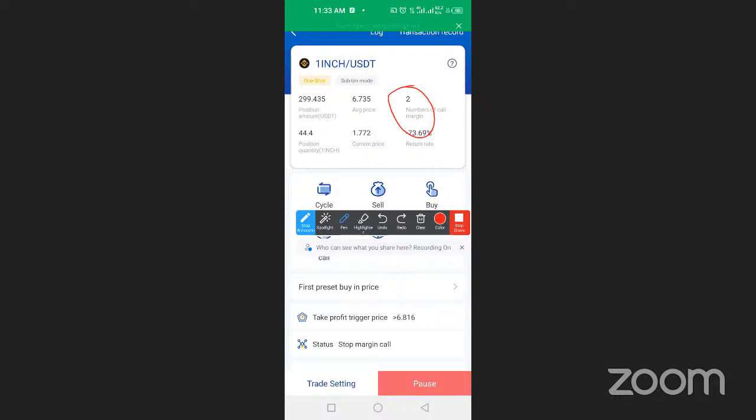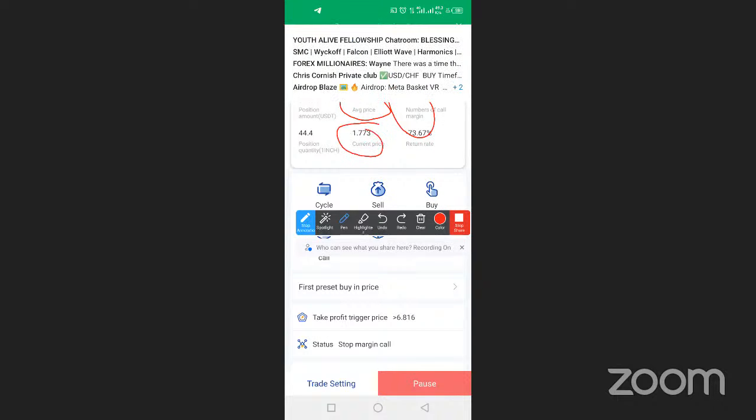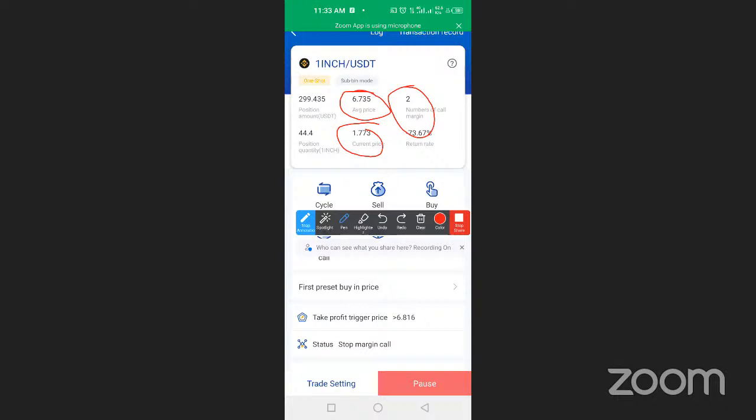You understand? Now imagine this was the price we were buying this 1inch at, $6.7. Now see the current price at 1.7. Two down. So you now see that almost 90% of the price is gone. So this market needs to do 90% in order for it to come out of this floating loss. You understand? That may take another, because this is up to like 3 months. So it may take another 3 months or 6 months before this market will finally come back.